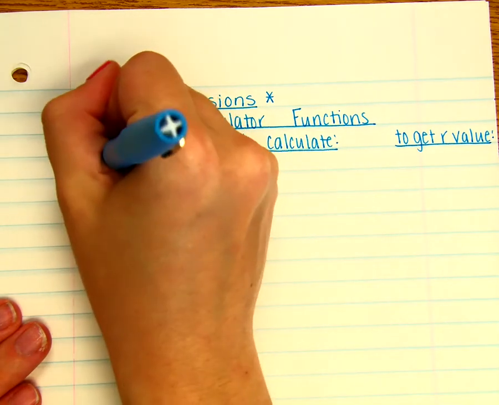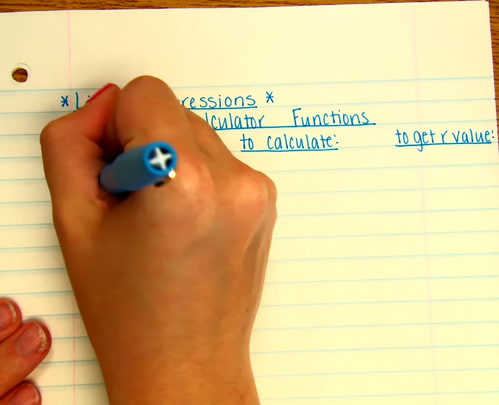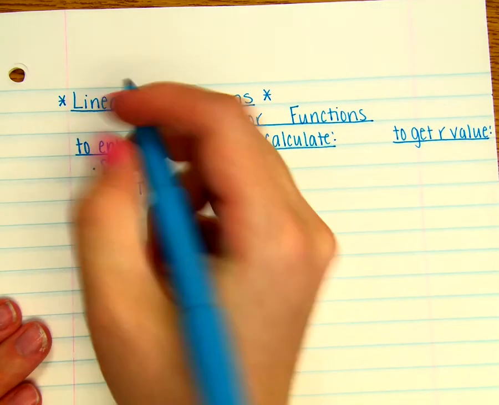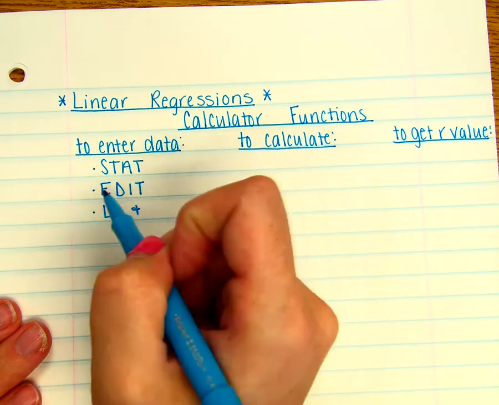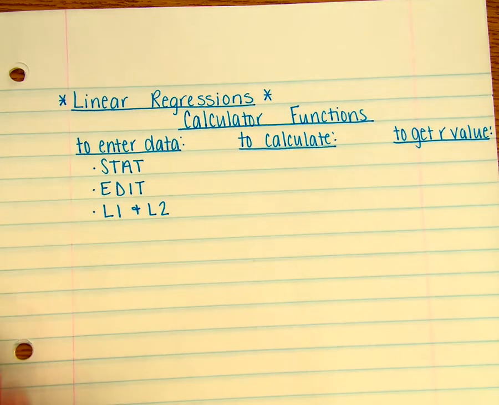To enter data, we're going to follow the same steps that we did in the univariate unit, which was pressing Stat and Edit. In the univariate unit, when we were entering data, we only entered into L1. But in this unit, because it's bivariate data, which is two-sided data, we're going to use L1 and L2.